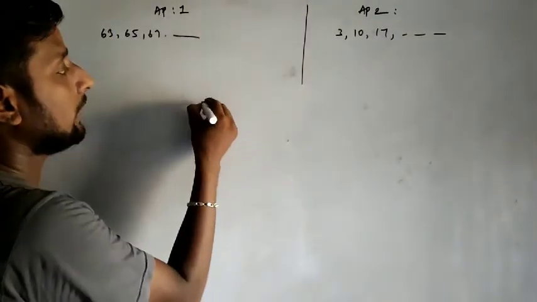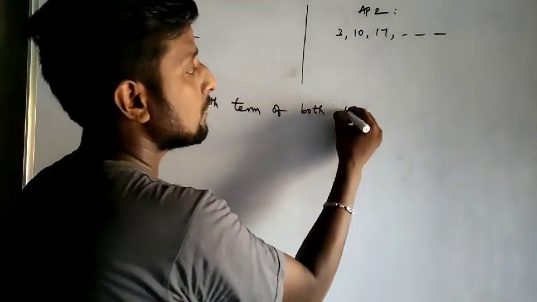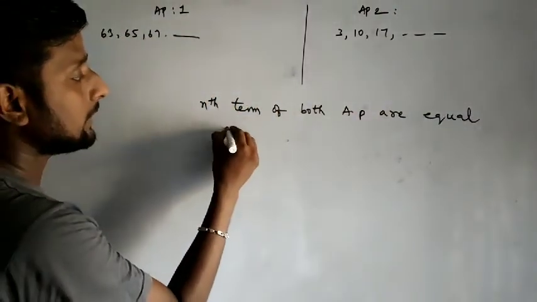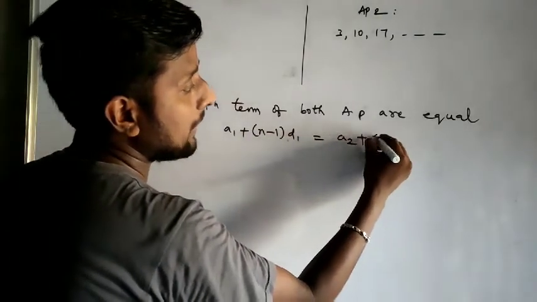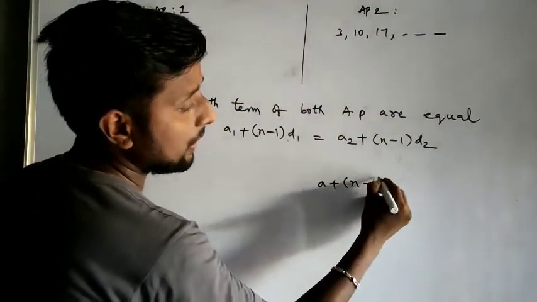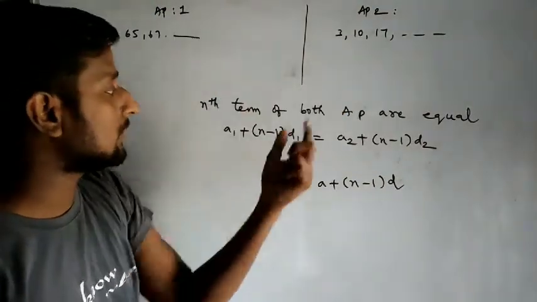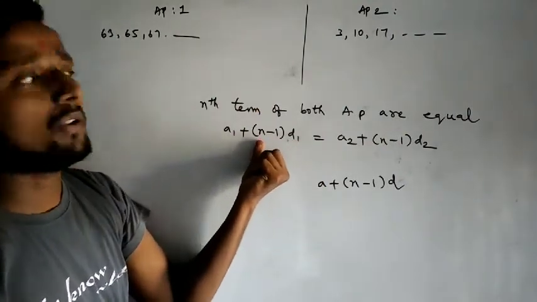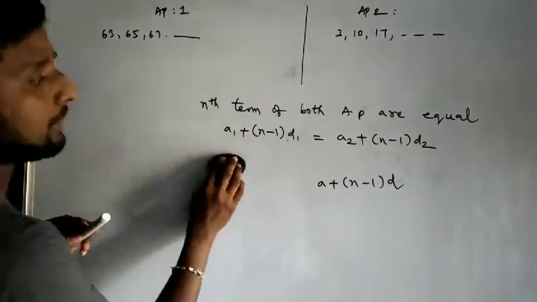See here what I'll write. Nth term of both APs are equal. So here I'll write A1 plus n minus 1 D1 is equal to A2 plus n minus 1 D2. Actually the formula is A plus n minus 1 D only, to find the nth term. But here we have two series, so that's why I used A1, D1, and I didn't write N1 because the nth term will be the same. He said the nth terms are the same, so the n value is the same.